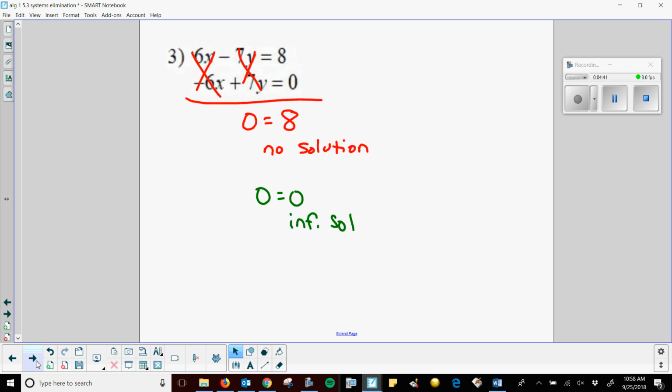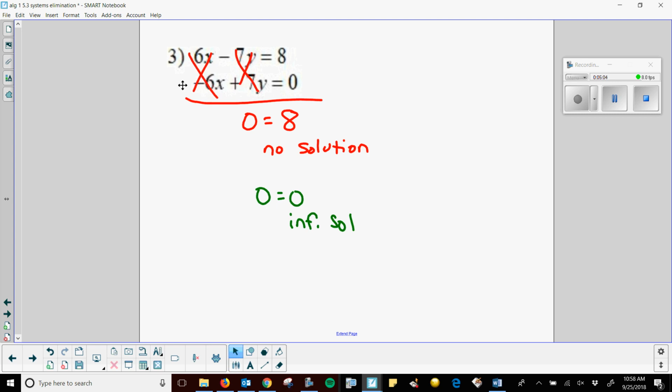So just like graphing or substitution, it's possible to get infinite solution or no solution. It's possible for our lines to be parallel or to be the same line. In substitution, we would combine like terms, the variable that's left would disappear, and so we wouldn't have any variables. It's the same thing here.